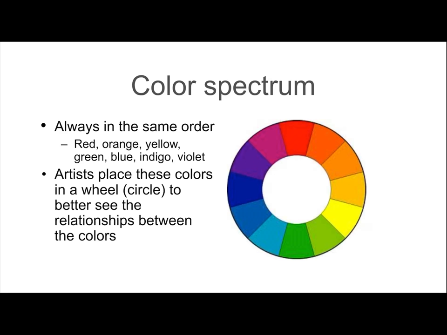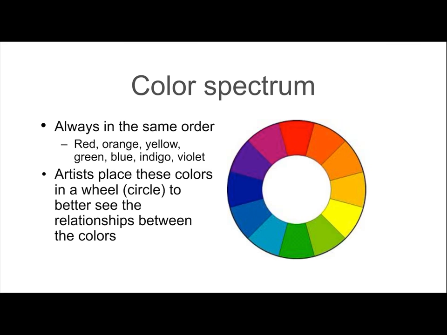When we talk about the color spectrum, it is always in the same order. We call that the rainbow. If you've heard ROY G. BIV, that is the colors of the rainbow in order, the colors of the light spectrum in the correct order. They're always in the same order. And that acronym, ROY G. BIV, is what helps us remember the color order. So the color order is red, orange, yellow, green, blue, indigo, and violet.